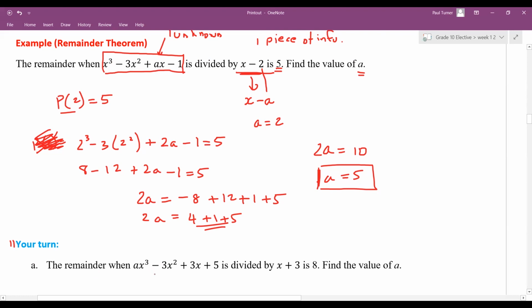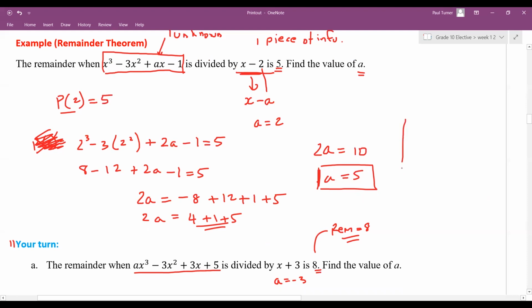So we want to find the remainder when this is divided by, well, we know the remainder actually, 8. The remainder is 8. And your a value will be -3, because you've got x plus 3. So a will be -3, and your remainder is 8. All right, so you try that one. It's just the same as the one I just showed. Okay, so I'll give you 5 minutes for that.